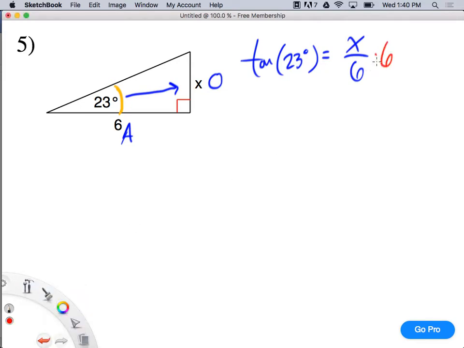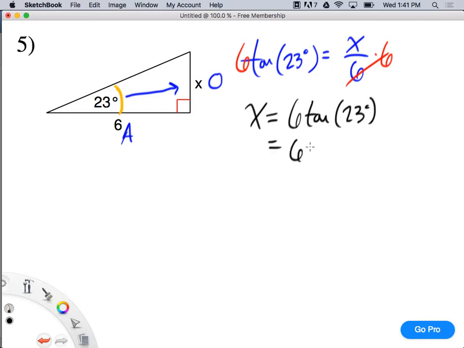I multiply both sides by 6. I get x equals 6 times the tangent of 23 degrees, and the tangent of 23 is 0.424. Multiply that by 6, and I get x equals 2.547.